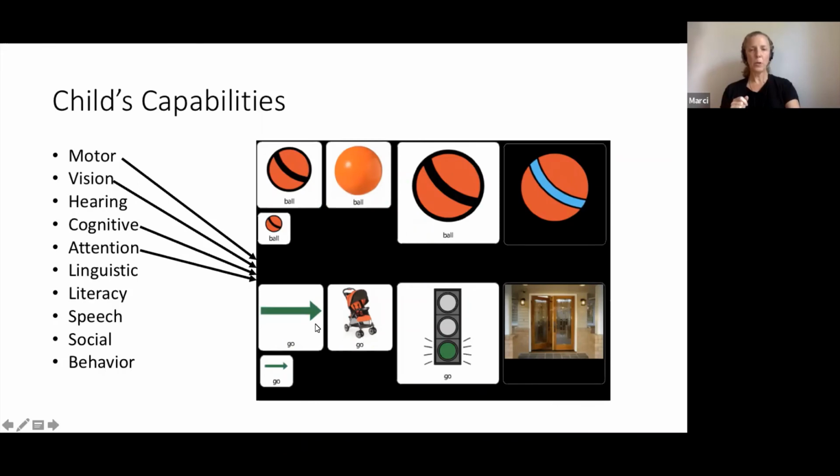Looking below at the word go, same principles. The green arrow meaning go is very abstract. I could make that cognitively less complex by using a stroller picture to say, hey, we're going to go outside. Or I might make it bigger, like a green light, if kids know what that is, or a door, meaning we're going to go out the door. So there's a way to play with the visual materials in order to get at what are they doing with their motor, what are they understanding with their vision, how they're looking at all the pictures, and then what do they understand cognitively about the complexity of those pictures.